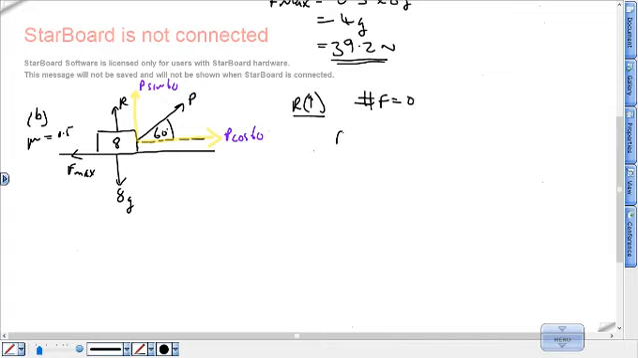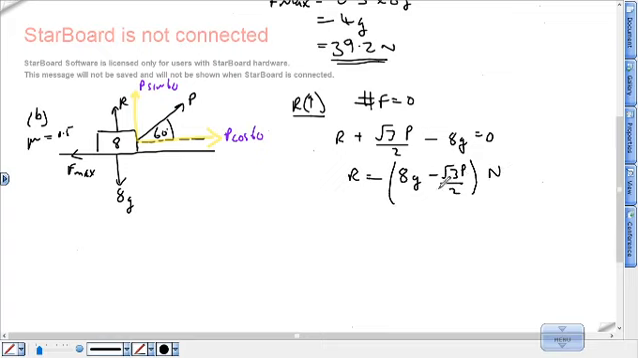Therefore, we end up with R is positive, because up is positive, plus the force going up is P sin 60. Sin 60 is root 3 over 2, so that's root 3 times P over 2. Take away the opposing force, 8G, and that is equal to 0. So I can see that R is simply equal to 8G, take away root 3 P over 2, and it's that many newtons.